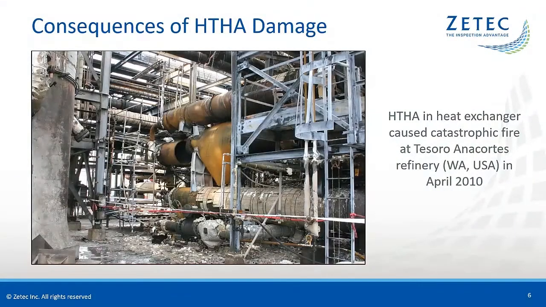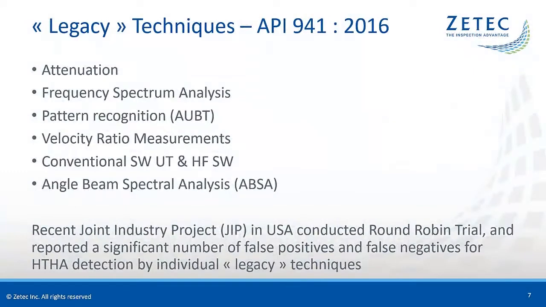Unfortunately, such a dramatic incident happened in April 2010 at the Tesoro Anacortes refinery in the state of Washington in the US, when HTHA damage led to a violent rupture of a heat exchanger, causing a catastrophic fire. So inspection for HTHA is obviously a necessity for this industry.